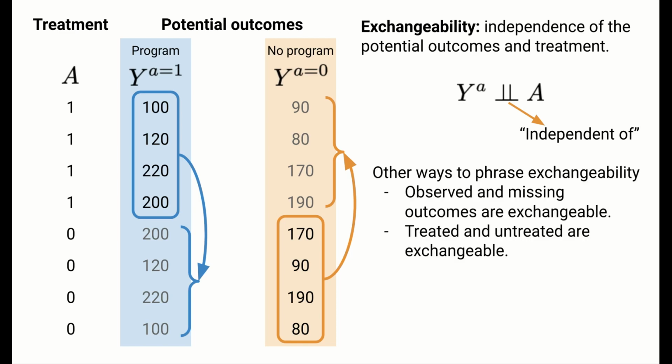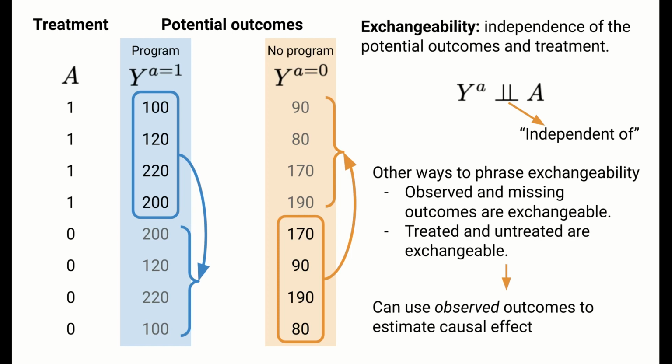When exchangeability holds, observed outcomes are representative of the missing outcomes. That is, observed outcomes and the missing potential outcomes are exchangeable. They can be exchanged for each other. We can also express this as the treated and the untreated are exchangeable. The treated and untreated can be exchanged for each other because if we swapped everyone's treatment assignments, we would see the same data. This is the case in our example here.